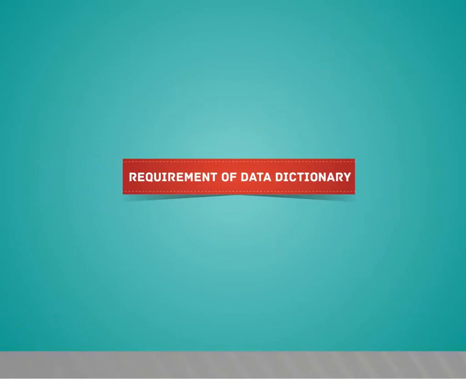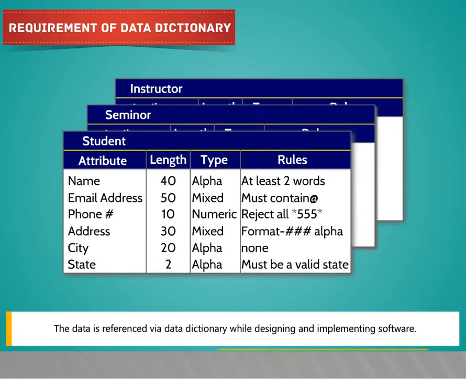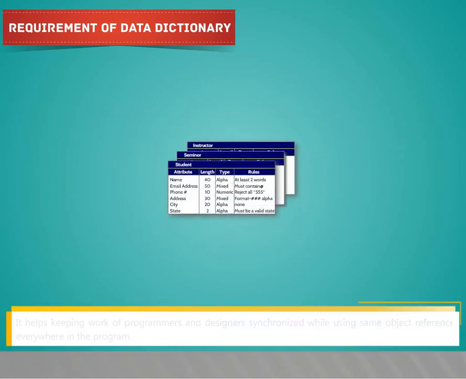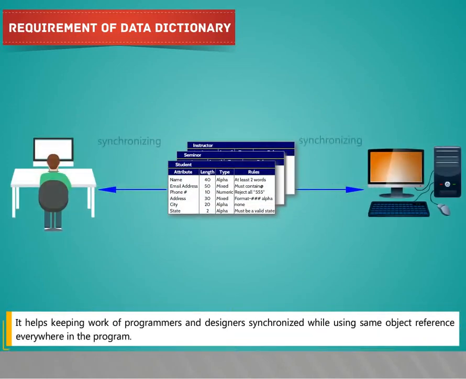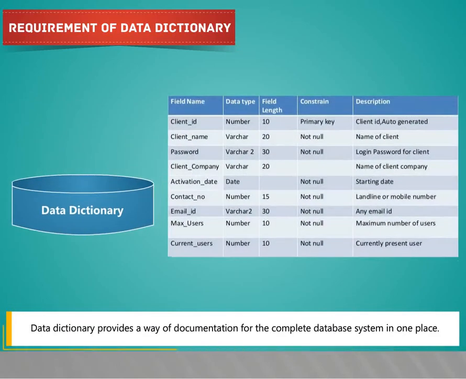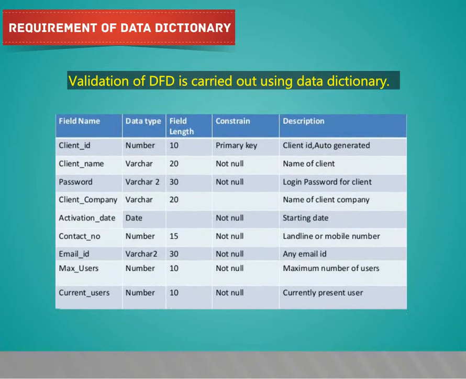Requirement of Data Dictionary. The data is referenced via Data Dictionary while designing and implementing software. Data Dictionary removes any chances of ambiguity. It helps keep the work of programmers and designers synchronized while using the same object reference everywhere in the program. Data Dictionary provides a way of documentation for the complete database system in one place. Validation of DFD is carried out using Data Dictionary.